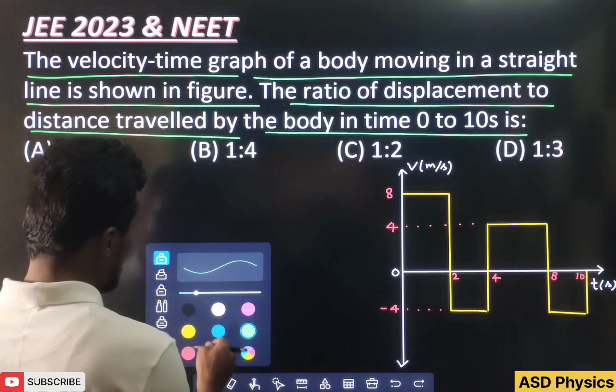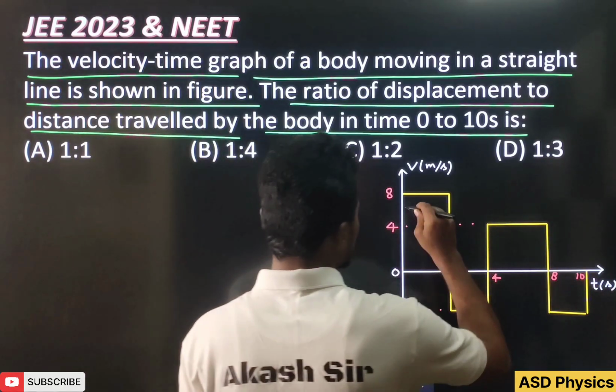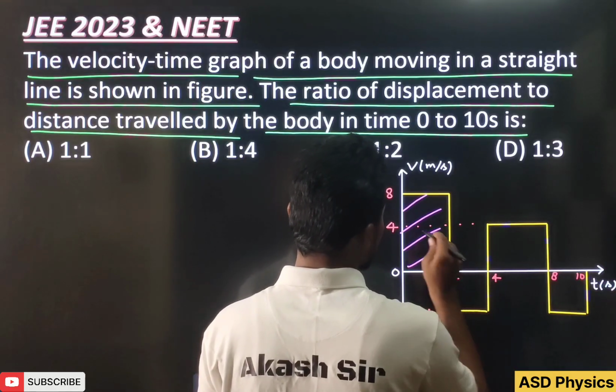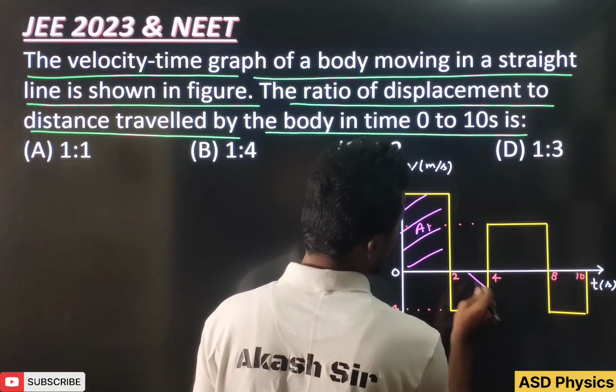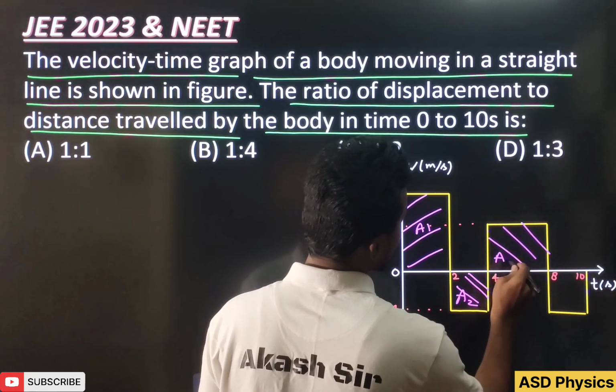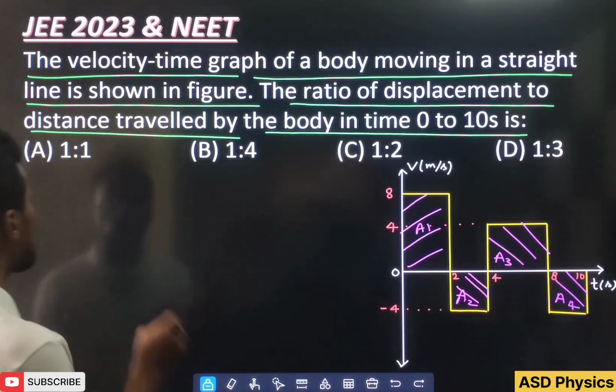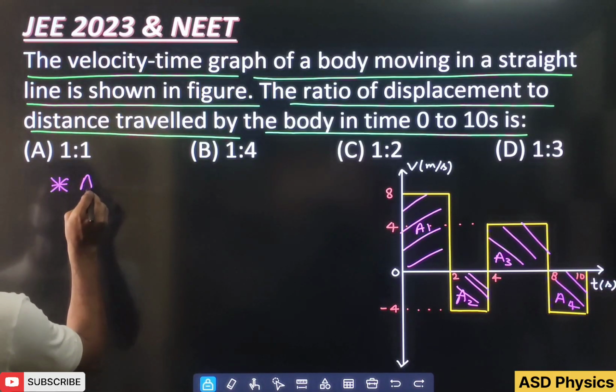So remember, students, first what we are going to do, we are going to calculate the areas. So let's take this area. This area I have taken as A1. Now, this area A2. Is it? This area A3 and this area I have taken A4. Is it? So first let's calculate these values one by one.